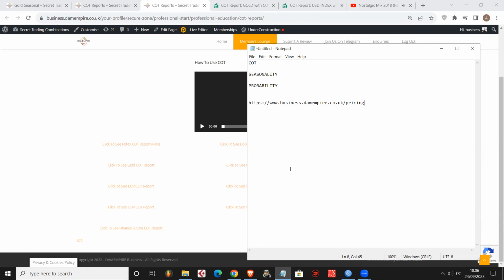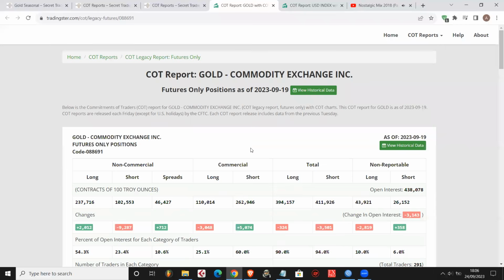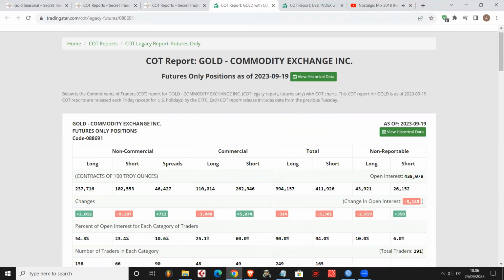So the asset I looked into was gold, and this is what the COT looks like. If this is your first time coming to this channel, it looks plain like this. There's not really much to it. What we focus on is the commercials, if they're going long or if they're going short. Long means buy, short means sell. And we look at just the changes.